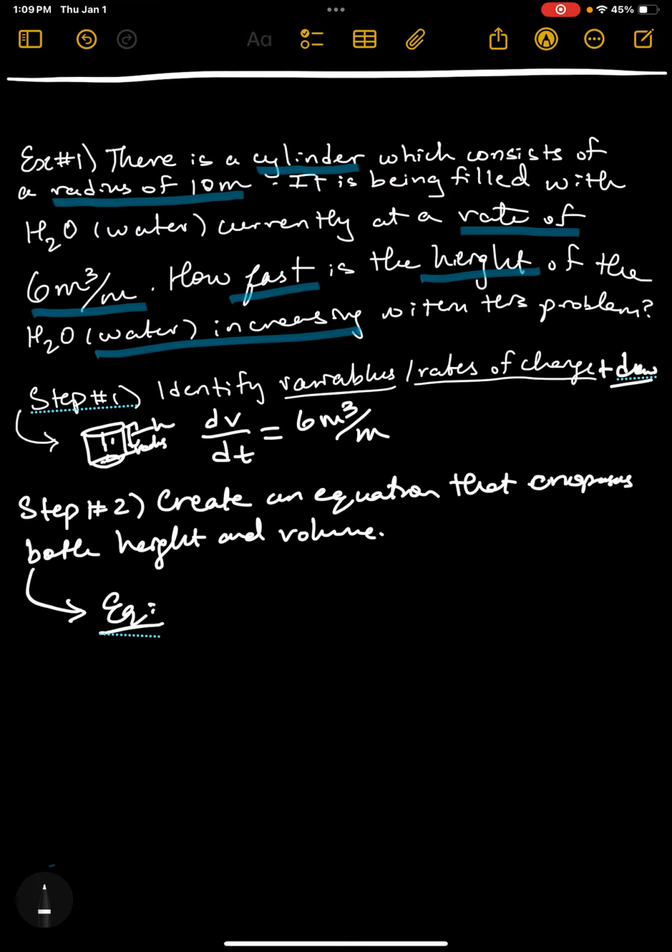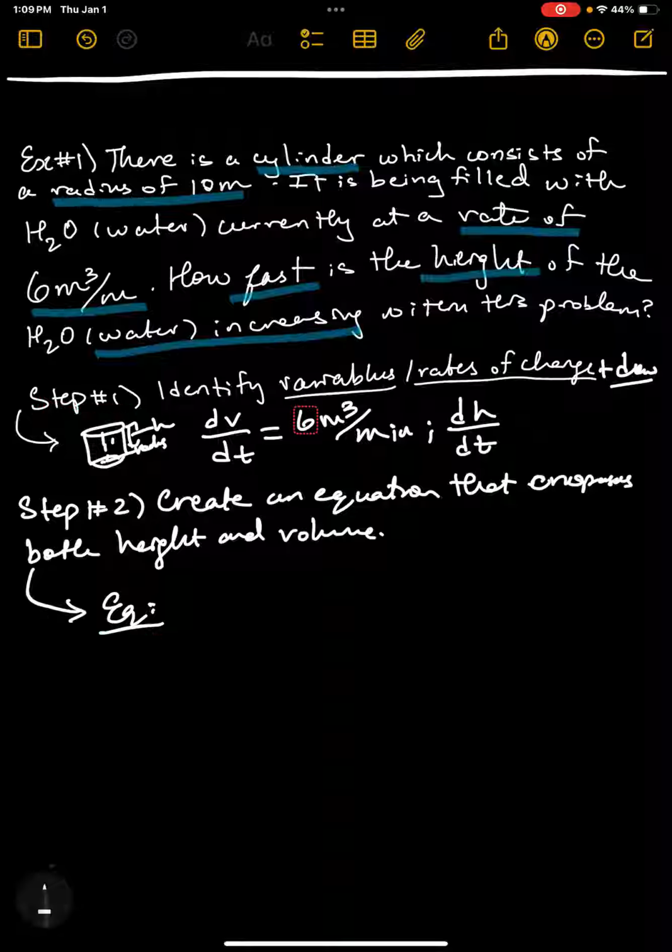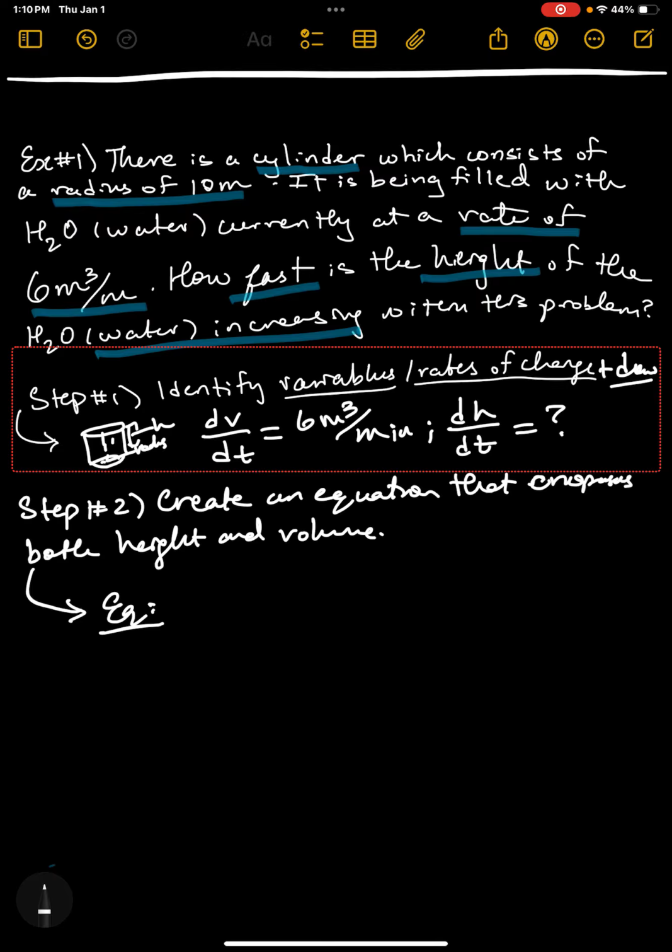So we have that, and then what we're trying to find is dh/dt, right? So we're trying to find the rate of the height of water increase in relation to time within this problem. So put a question mark there. We're trying to find that quantity.